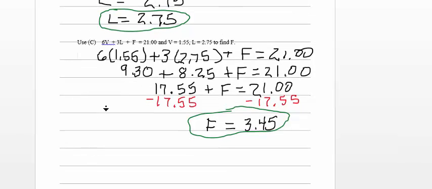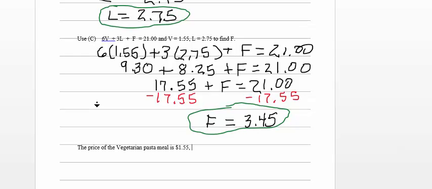So when I go back to the original problem, I was told to determine the price of each meal. And the instructions indicated that I should answer with a complete sentence. So the price of the vegetarian pasta meal is $1.55. Of the lasagna meal is $2.75. And the price of the baked fish meal is $3.45.